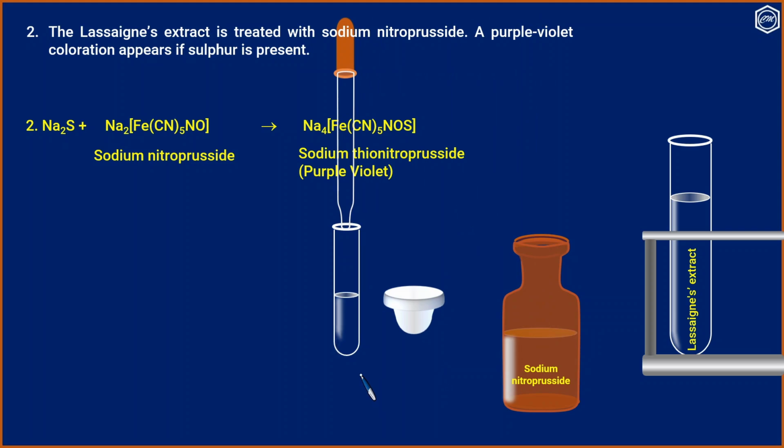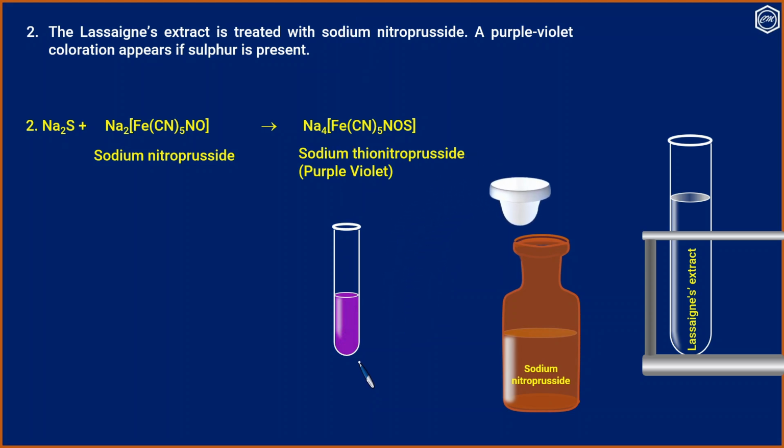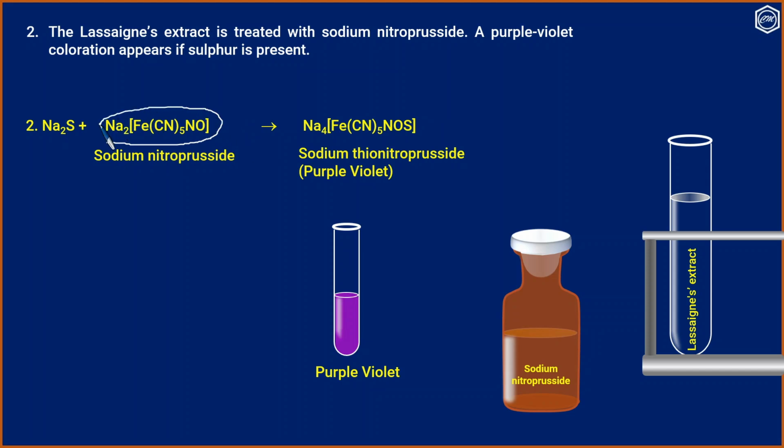Now, thus a violet color appears. And this purple violet color is due to the formation of sodium thionitroprusside. Sodium nitroprusside is this compound. It combines with the sodium sulfide, giving sodium thionitroprusside. And this sodium thionitroprusside has a purple violet color.